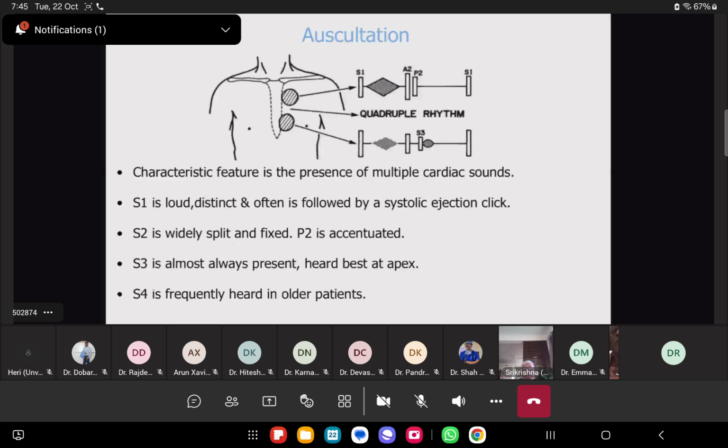Auscultatory findings. A characteristic quadruple rhythm is seen in cases of TAPVC, in which S1 is loud and distinct and is often followed by a systolic ejection click. S2 is widely fixed and split because of the large ASD. S3 is almost always present and heard best at the apex. S4 is frequently heard in older patients.